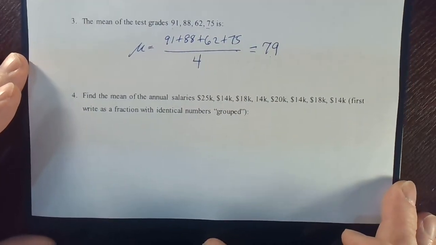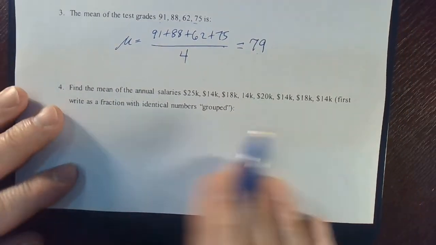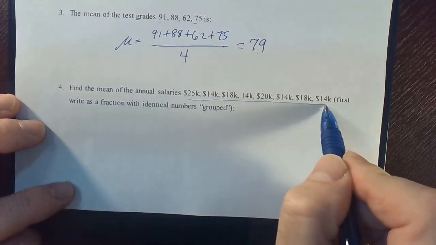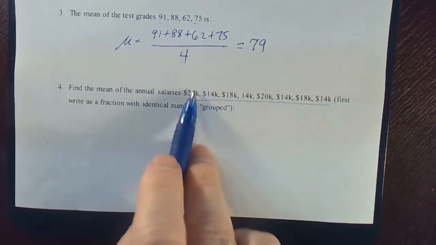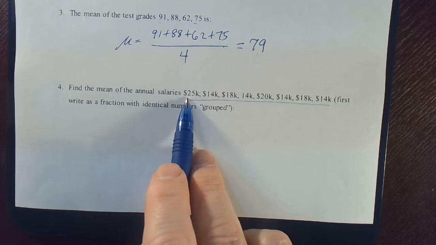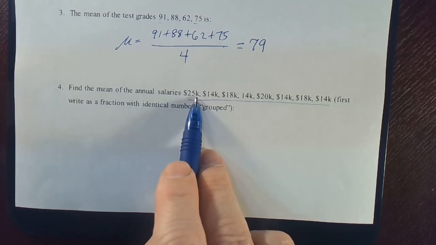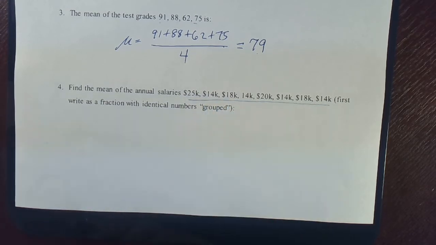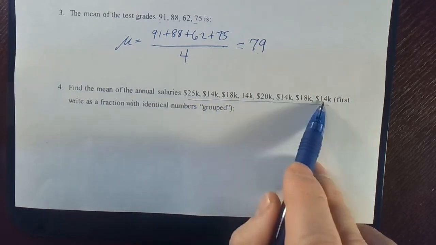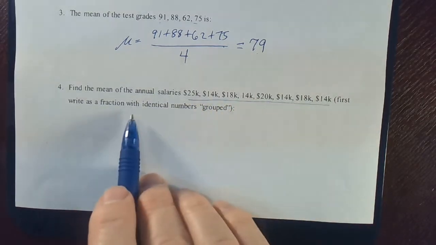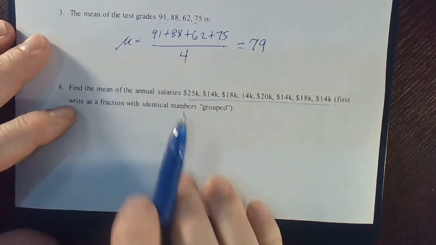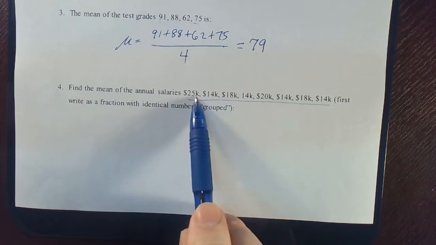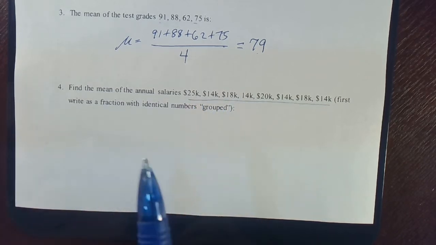Number 4, let's do it again. But notice this is going to be slightly different, because some of these numbers repeat, which is perfectly fine. We're going to find the mean of these annual salaries. If you don't know what a K means, that looks like $25, but when you put a K in front of it, it means $25,000, $14,000, $18,000, and so on. So let's say that these were annual salaries, and we're going to compute the mean, or the average salary. It'll obviously be something in between the smallest and the largest numbers, so it looks like it'll be somewhere between 18 and 25.